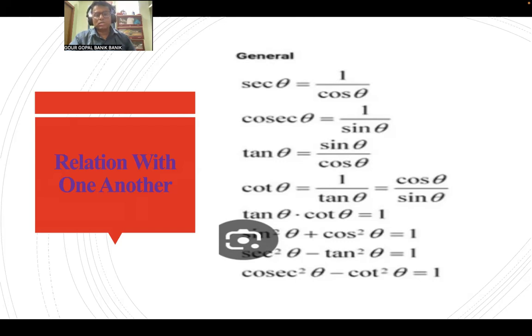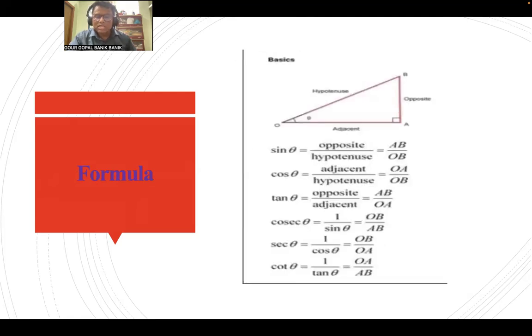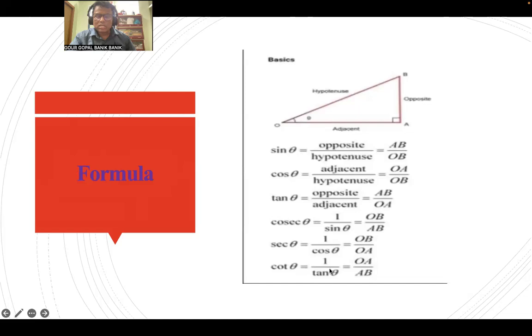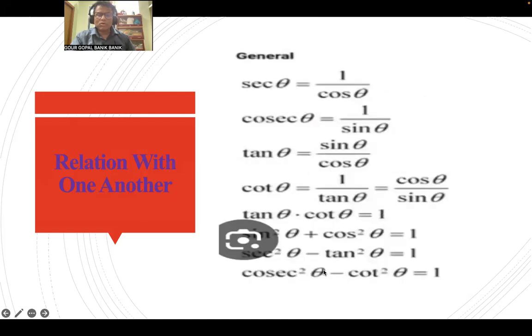Sec theta equal to 1 by cos theta, you know. Cosec theta equal to 1 by sin theta. It will be the opposite. Then for tan theta, I gave one formula, cot theta equal to 1 by tan theta, but there is another formula: tan theta equal to sin theta by cos theta. If you know the value of sin theta and the value of cos theta, you can find tan theta. So if these values are given, this you have to learn, dear students.